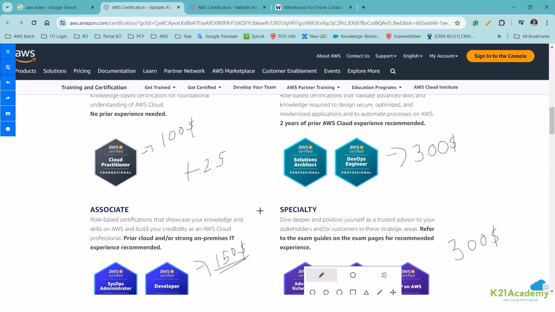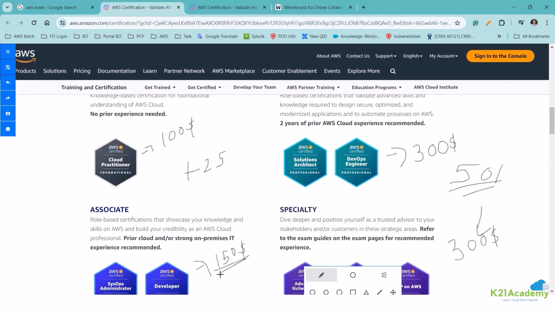Now here, a good thing is that, for example, let's suppose you clear the solution architect exam. You paid $150 and you clear it. Once you clear the exam, AWS offers you a 50% coupon code, and that coupon code you can apply to the next exam. So that's the reason I completed the solution architect first.